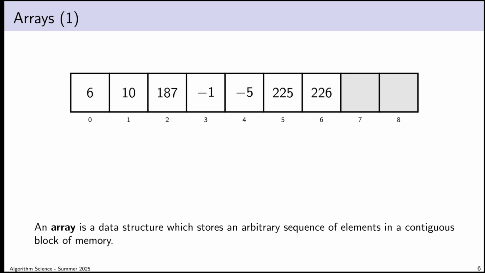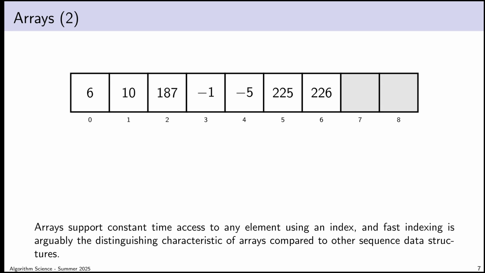And the assumption we make when we use the word array is that elements are contiguous. In particular, that means that I can't just jam some new element into the middle of an array because there's no space there. 10 is right next to 187, so if I want to add something to an array, I have to make space. And one benefit of that is that because the elements are contiguous, arrays support constant time indexing.